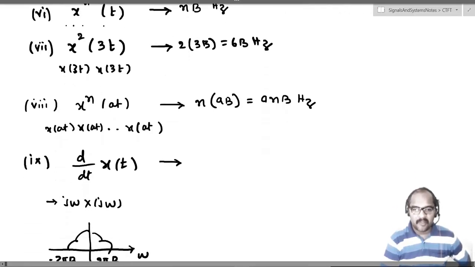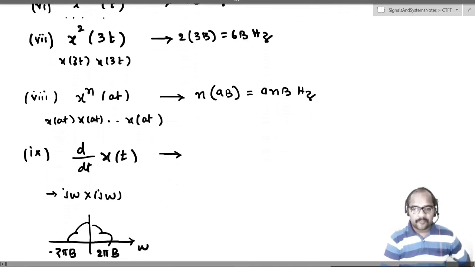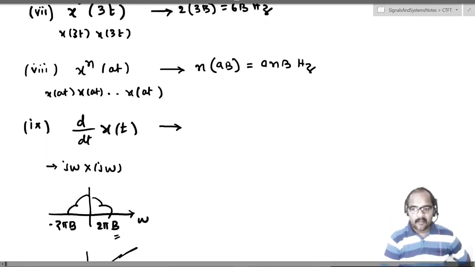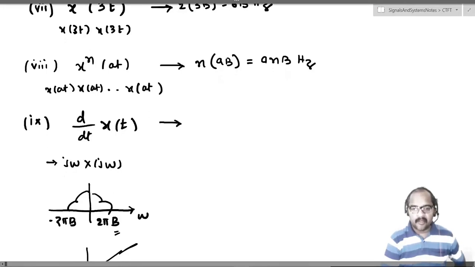Okay, next question is, what is the bandwidth of d by dt of x of t? We want to find the bandwidth of the derivative of x of t. So to find it, we have to go into frequency domain. And in frequency domain, what will be the Fourier transform of d by dt of x of t? That would be j omega multiplied with X of j omega. So this is our X of j omega as usual.